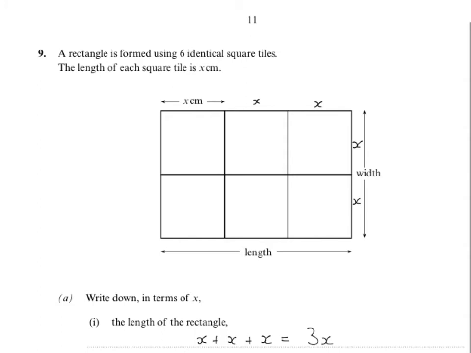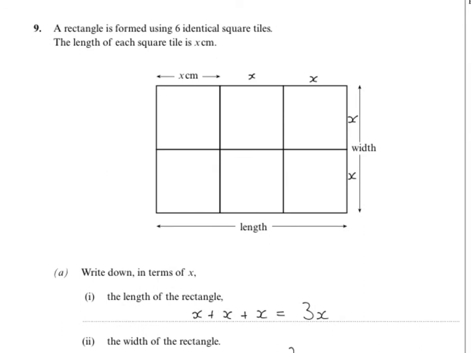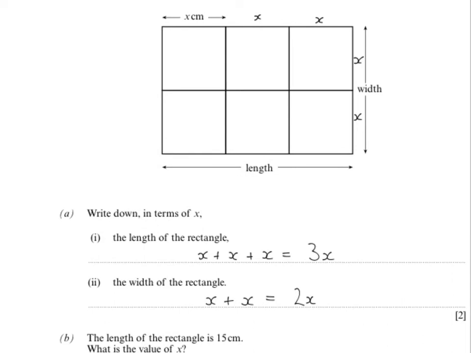So when the question asks us down here, write down in terms of X the length of the rectangle. Well, we've got X, X, another X here. We add them all together, that gives us 3X. Okay? Part 2, what is the width? Well, we've got X here, another X here, that gives us 2X.